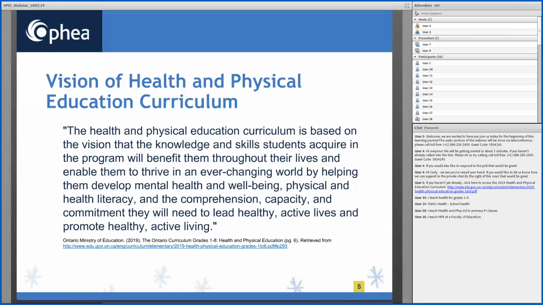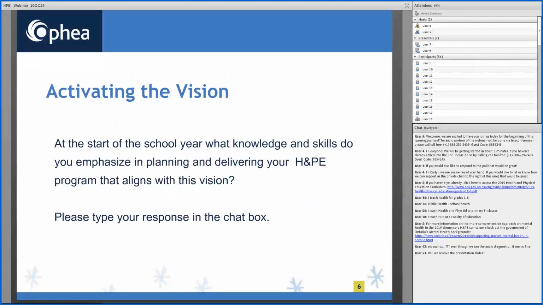The vision of the health and phys ed curriculum is not new. So if you read through the vision here in the box, you will notice that it has simply been updated to include mental health and well-being. Please feel free at any time to write questions in the chat box on the right-hand side as well, and if we can answer them as we go along, we will.